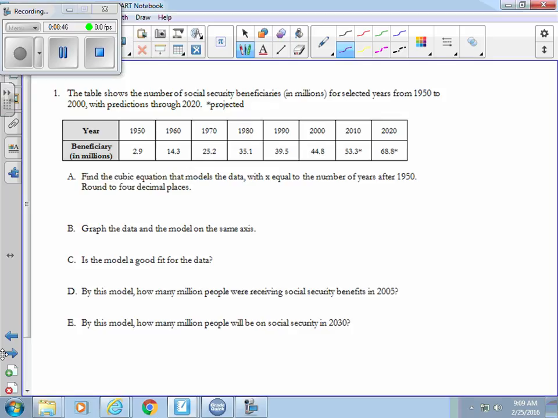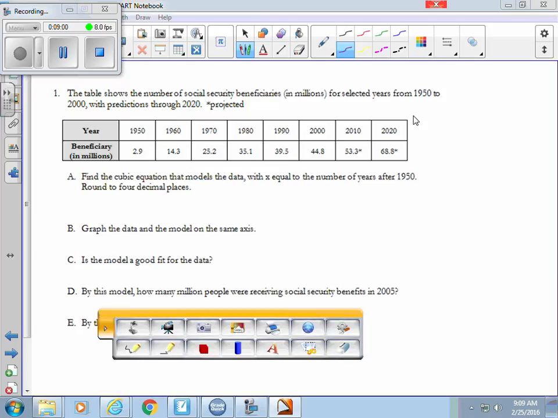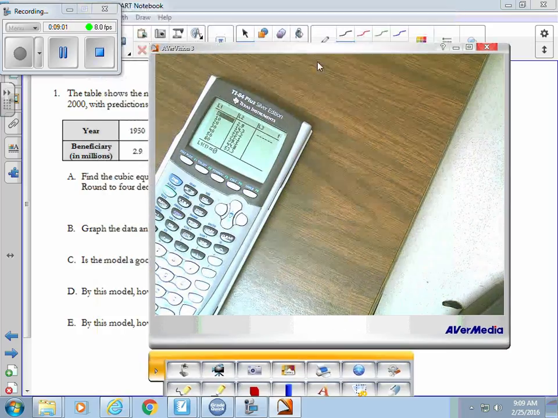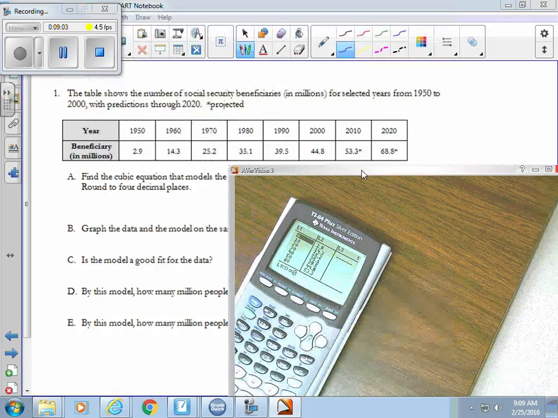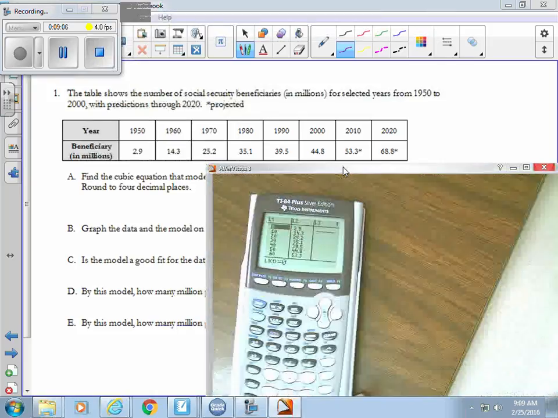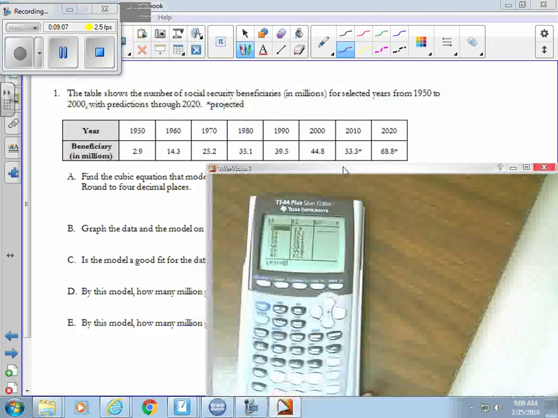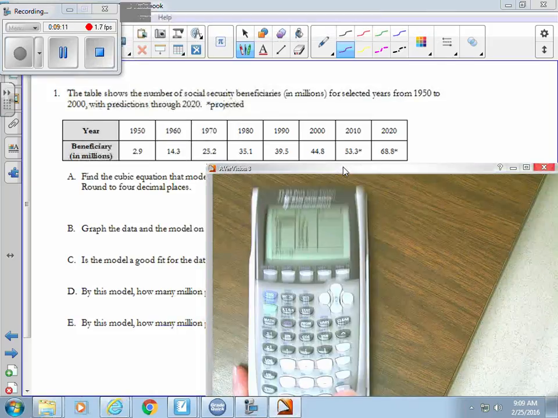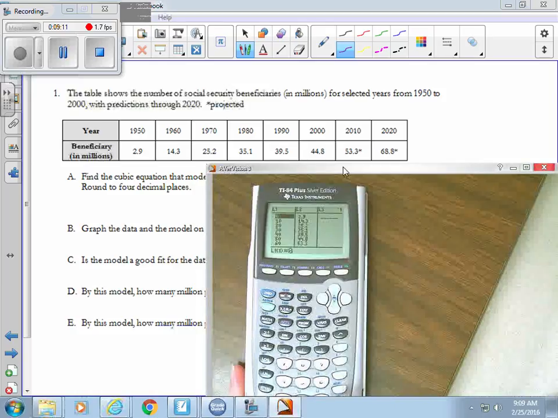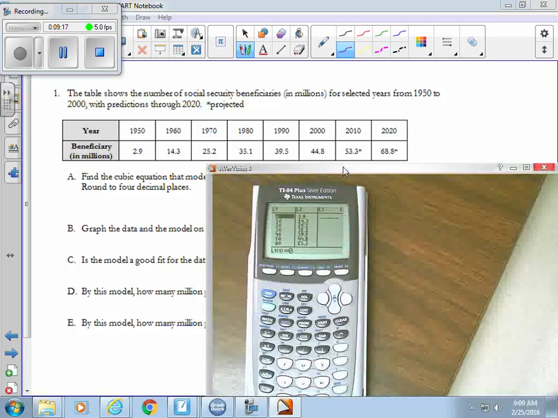Good. So what would 1950 be? 0. Everyone agree with that? So we're going to type this data in our calculator. In L1, I'm going to type 0, 10, 20, 30, 40, 50, 60, was it 70 is where it stops? Because 2020 is 70 years after 1950.